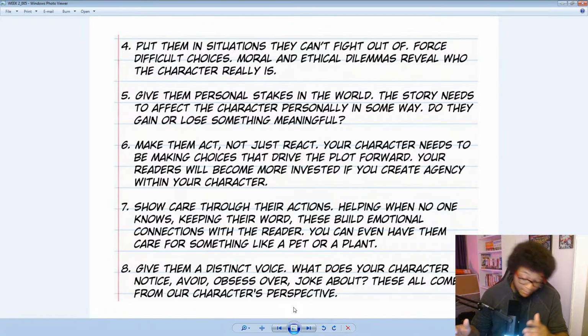Number 6, make them act, not just react. Your character needs to be making choices that drive the plot forward. Your reader will become more invested if you create agency within your character.